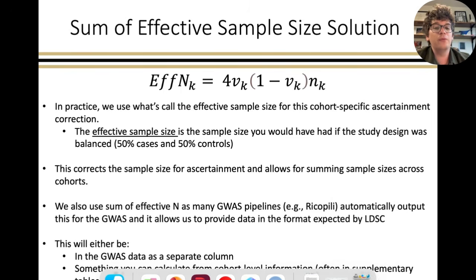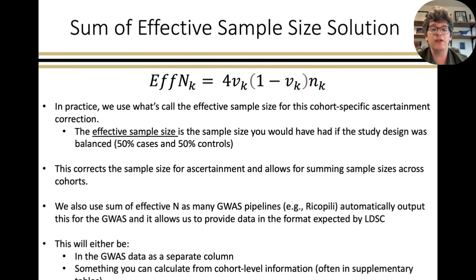In practice, what munge wants you to provide is the sum of effective sample size. It's doing the same thing as doing the ascertainment correction, where it's calculating the effective sample size that you would have gotten had you had 50% cases and controls so that you can sum them together across the contributing cohorts. A reason for doing this in part reflects the fact that many GWAS softwares like Ricopili, which is used by the PGC, will automatically include the sum of effective sample size in the GWAS output so that munge can just use that column in order to do this correction.